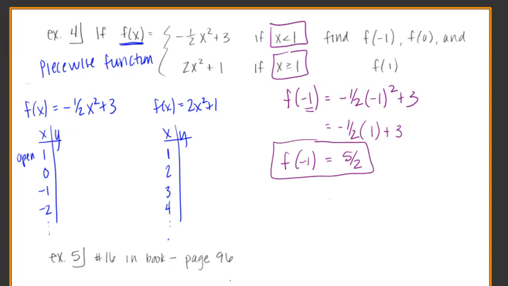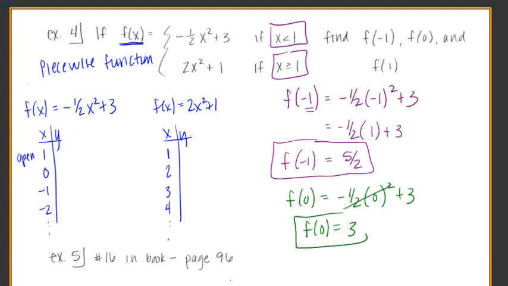All right, the next part they want us to find is f of 0. Well, where does 0 fall? Is 0 less than 1? Or is 0 greater than or equal to 1? Definitely 0 is less than 1, so I'm only going to plug it into that top equation again. And when I do that, that's going to wipe that first part out, because -1/2 times 0 squared is going away, and I get f of 0 to be 3.